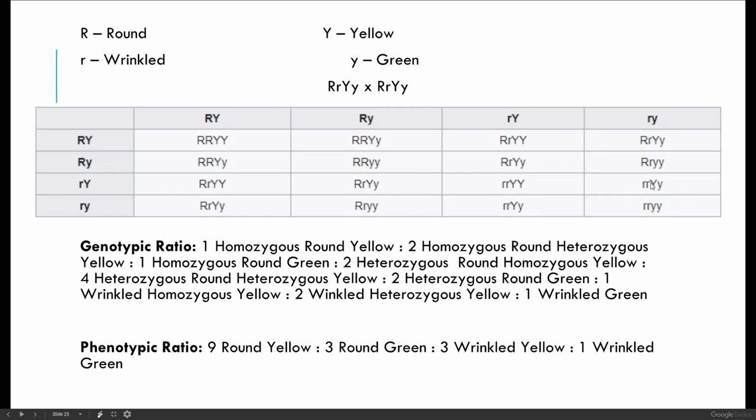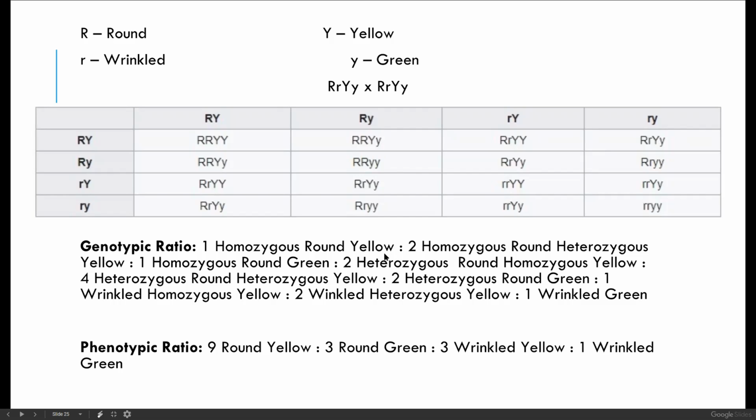Okay, one, two. And one wrinkled green, so wrinkled, small letter r, because it's wrinkled, all small letter r, and all small letter y because green. So again, our genotypic ratio, by the way, is one homozygous round and homozygous yellow.